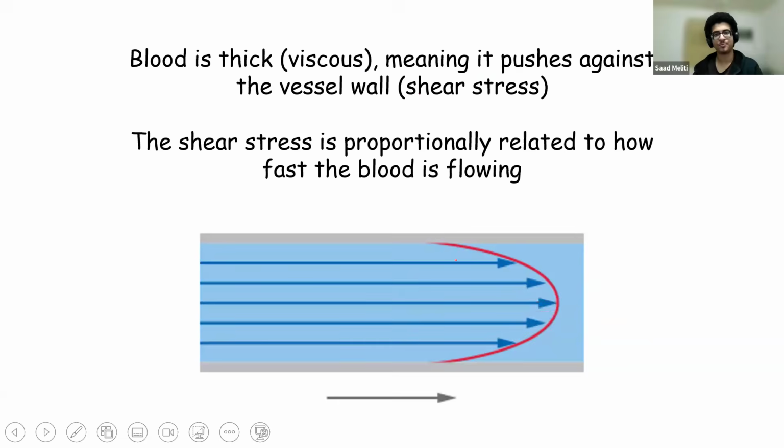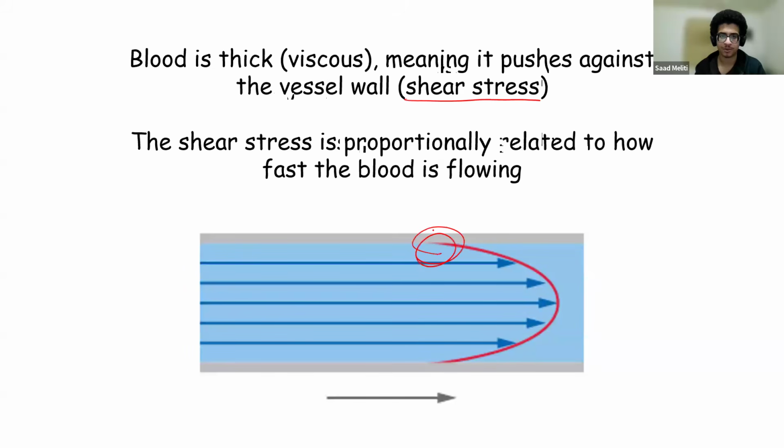Let's move on. Because blood is thick and viscous, it can push against the vessel wall. We call this shear stress, okay? Look at the blood that's near the vessel wall. It can push against the blood vessel wall. This is basically pressure, shear stress. It's basically pressure on the blood vessel wall caused by the blood near the blood vessel wall, okay?